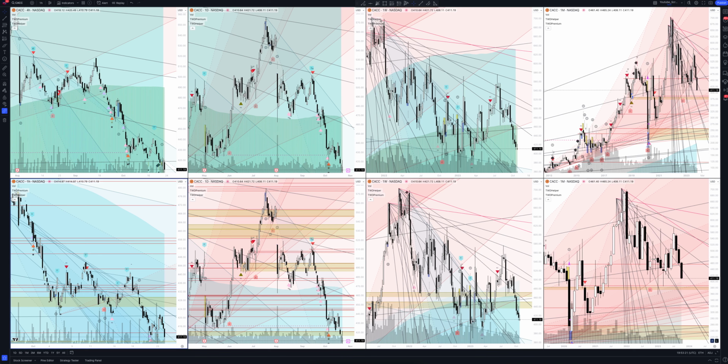Today we will take a look at Credit Acceptance Corp stock. Let's analyze the market situation and find out how you can make money on it. Let's start.